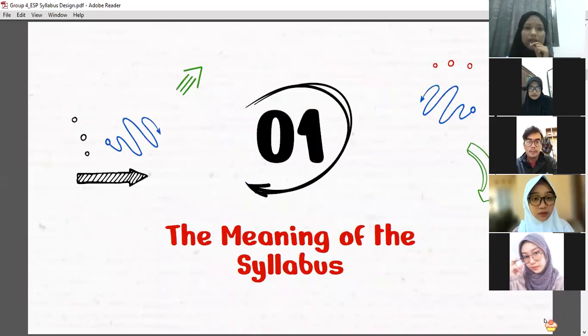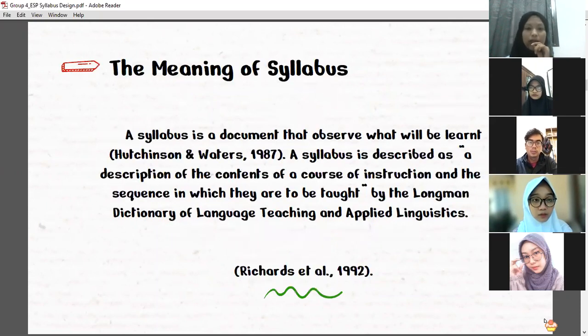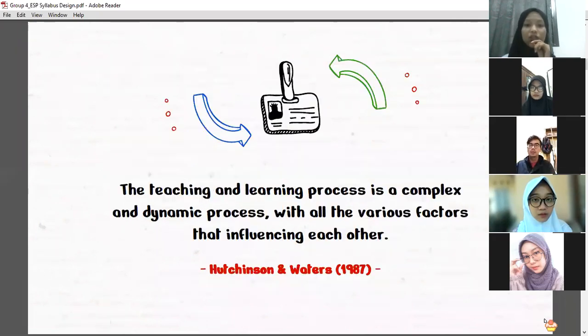All right, in today's presentation, we will be concerned with the detailed implementation of the design into a syllabus, materials, and methodology and evaluation procedures in dealing with the syllabus. It is not that the syllabus is more important than the materials, nor that the syllabus must be written before the materials. The teaching or learning process is a complex and dynamic process with all the various factors influencing each other.